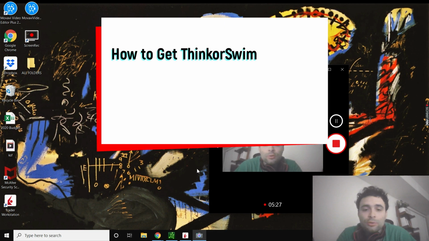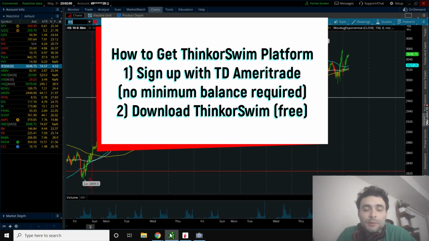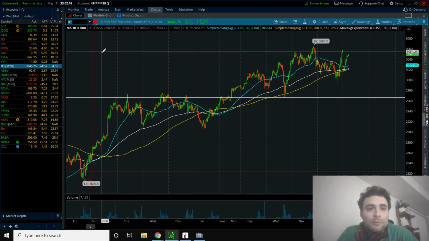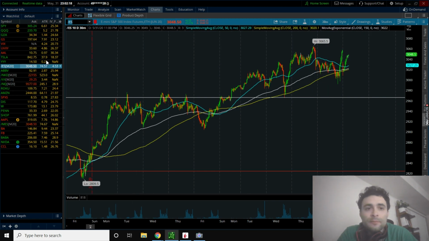First, I'm going to go through TD Ameritrade. So this is ThinkorSwim. ThinkorSwim is probably one of the best looking trading platforms you can have.